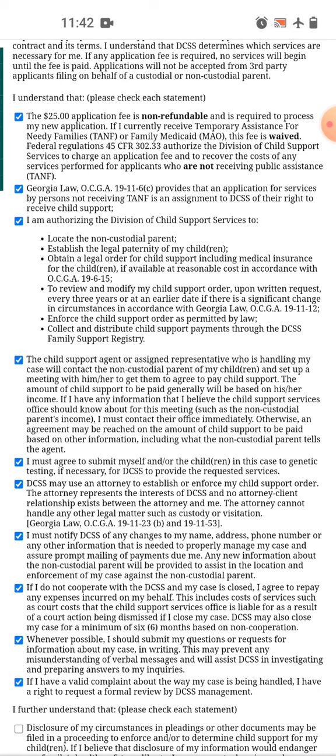If I have any information that I believe the child support services office should know about for this meeting, such as non-custodial parent's income, I must contact their office immediately. Otherwise, an agreement may be reached. There's the word agreement right there again. Agreement may be reached on the amount of child support to be paid based on other information, including what the non-custodial parent tells the agent.